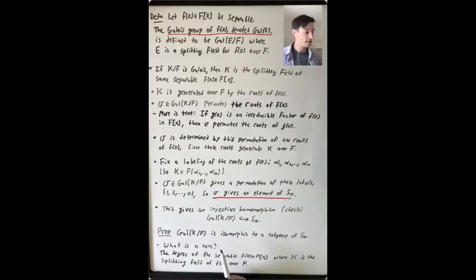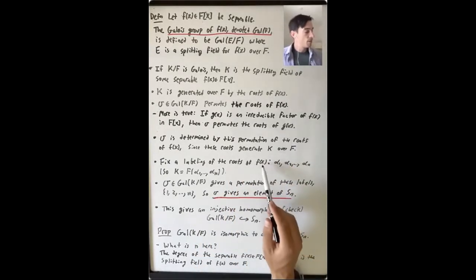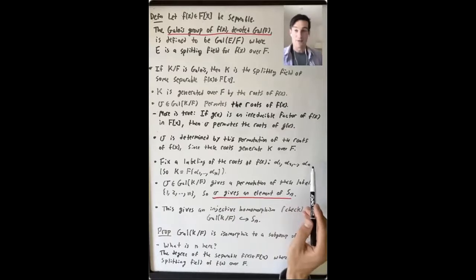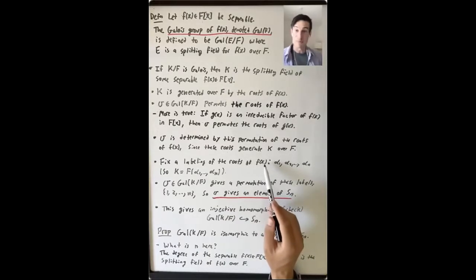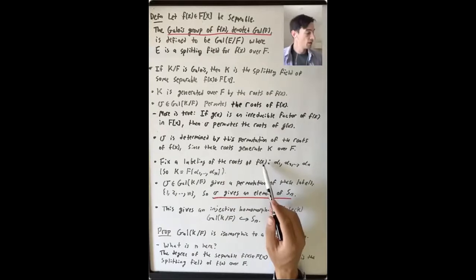Just to emphasize, where does n come from? There are these n roots of f(x). f(x) is separable, so there are n distinct roots, alpha 1 up through alpha n. So n is the degree of this polynomial f.